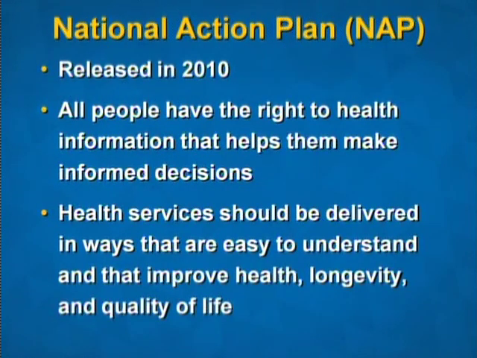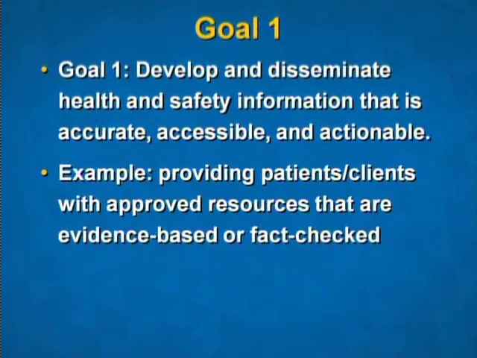The National Action Plan to Improve Health Literacy was released in 2010. Its core principles are that all people have the right to health information that helps them make informed decisions, and health services should be delivered in ways that are easy to understand and improve health, longevity, and quality of life. The National Action Plan consists of 7 goals.